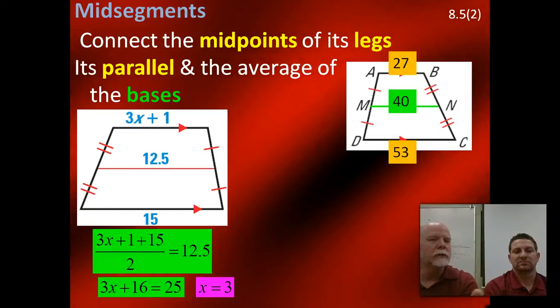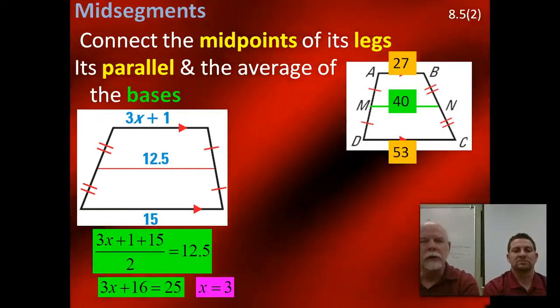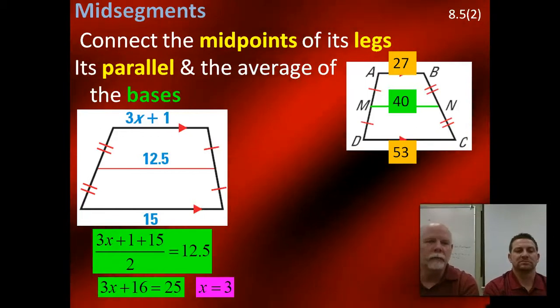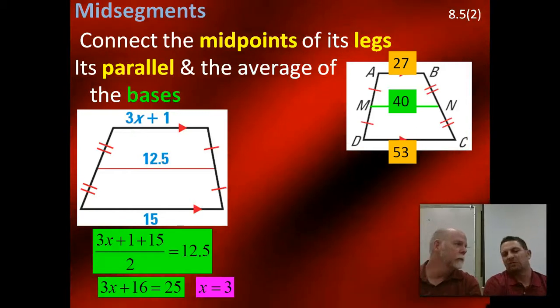So if it makes more sense to you to just double that mid-segment to make it 25, subtract the bottom one, that would give you 10. So the top one has to be 3x plus 1 equals 10, subtract 1, 3x equals 9, divide by 3, x would have to equal 3 then. But those are the harder kind, when they give you the mid-segment and ask you to find one of the bases.